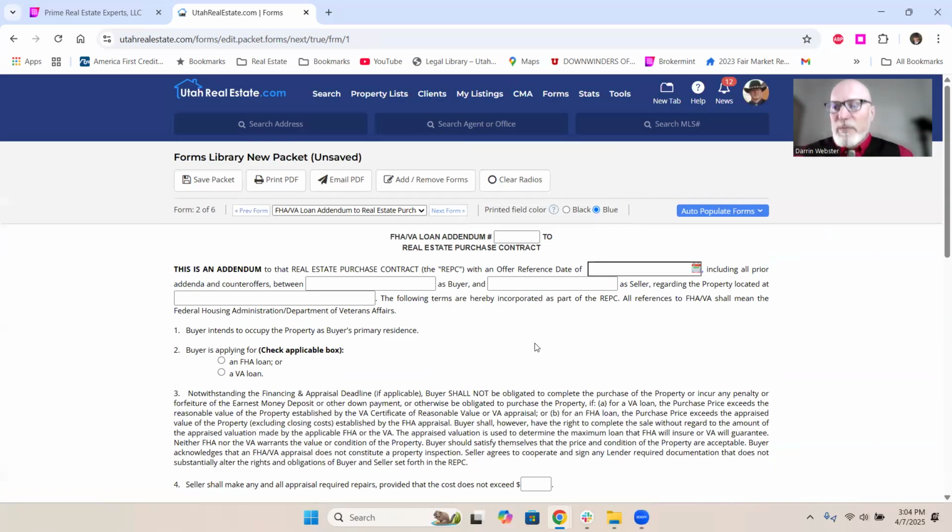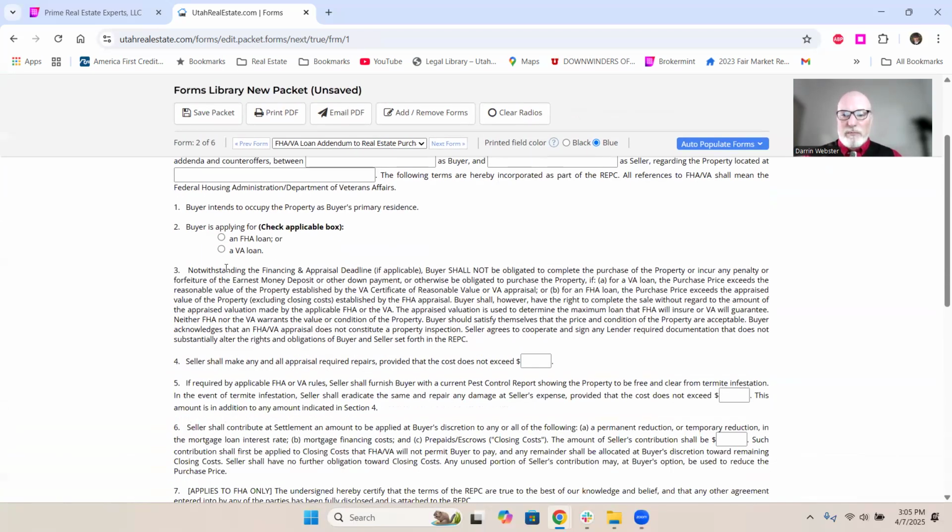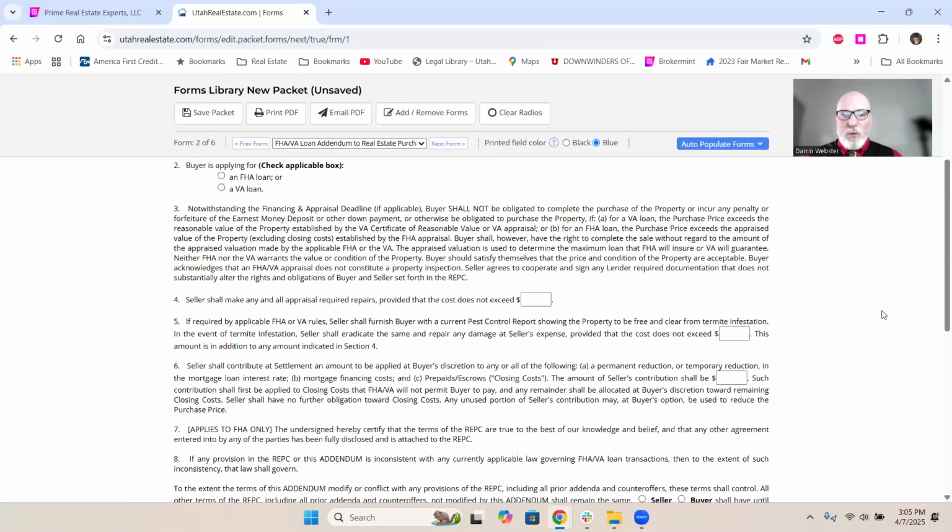The FHA VA loan addendum is one of the most commonly used because as you're working with buyers, especially first-time buyers, though not always FHA, it can be subsequent, but VA first time or subsequent use. They have to disclose if it's an FHA or VA loan. This whole paragraph here is from the FHA lending handbook and the VA lending handbook mashed together.